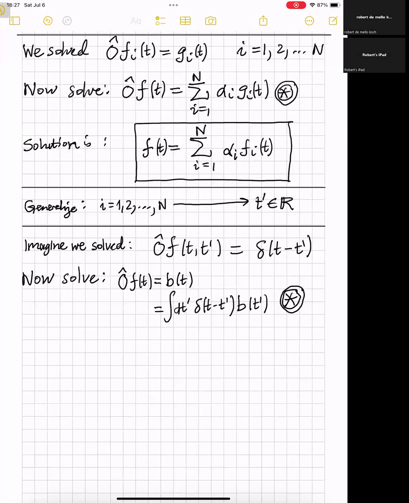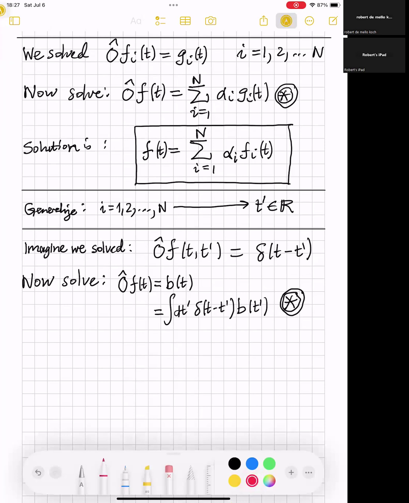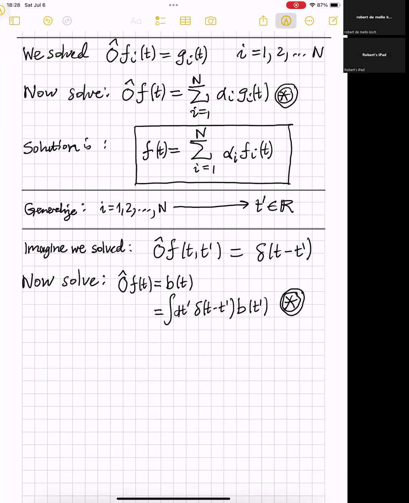Okay, so recall what we were doing. Let me just write down a few things to motivate what's going to be coming. So we've said that we want to generalize from this discrete index to a continuous index. Okay, so let's start to draw some parallels.